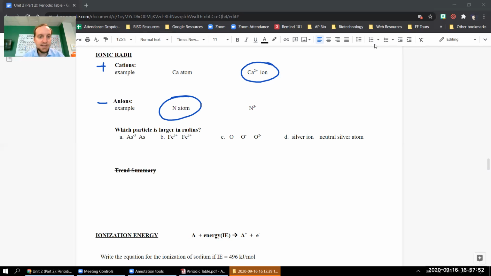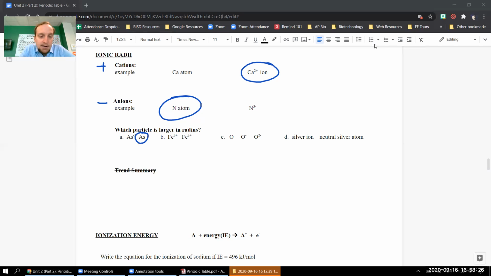Okay, so in this case, it says which particle is larger in radius? Arsenic with a -3 charge or just regular arsenic. So arsenic, again, with a -3 charge, like I said, for the anion example, is going to have a greater attraction. So it's going to pull it in a little tighter. So it's going to be regular arsenic because, again, there is a normal number of electrons, not an extra number of electrons like in the -3 form.